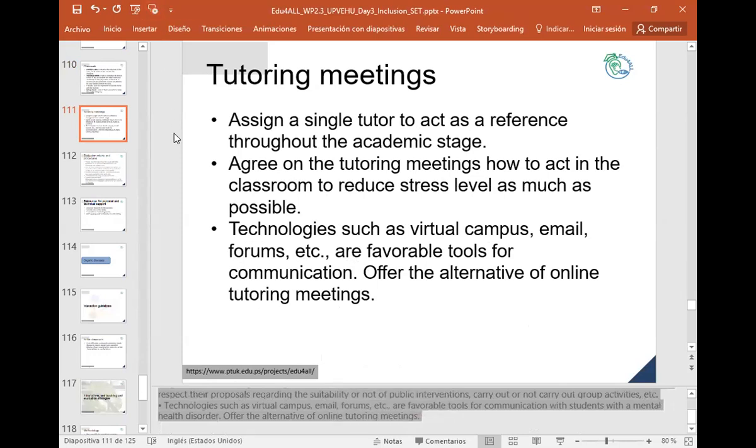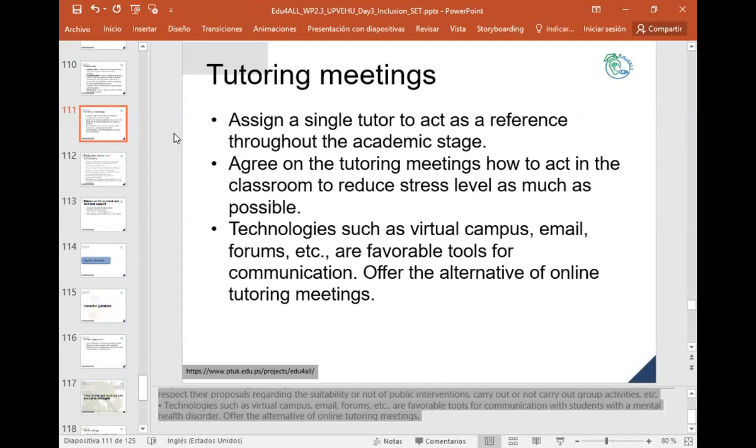With students with mental health disorders, it may be advisable to assign a single tutor to act as a reference throughout the academic stage. Agree on the tutoring meetings how to act in the classroom to reduce their stress level as much as possible. As far as possible, respect their proposals regarding the suitability or not of public interventions, carry out or not carry out group activities, etc.